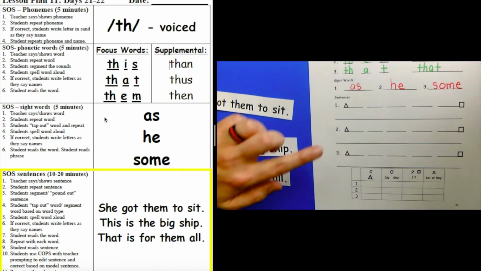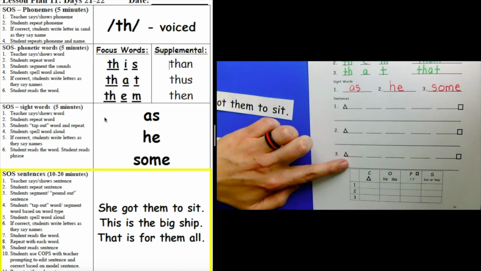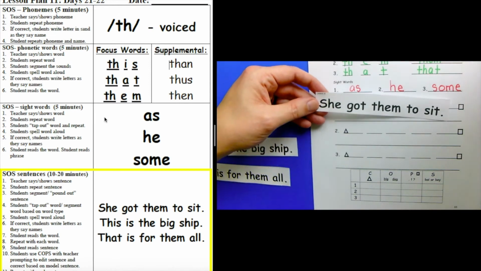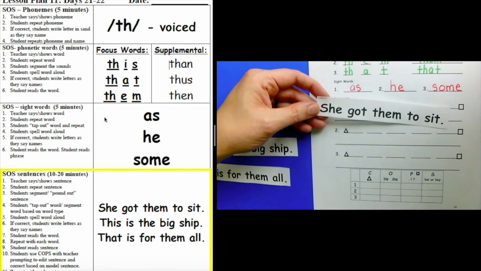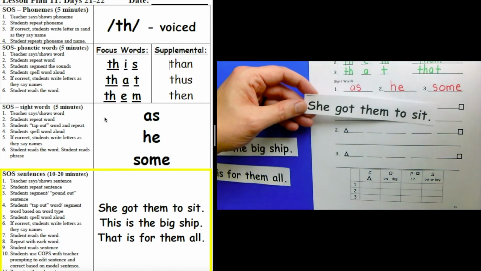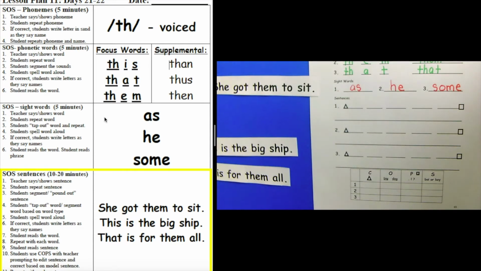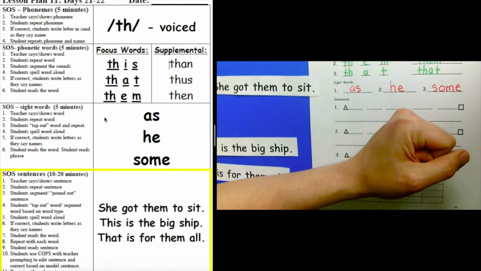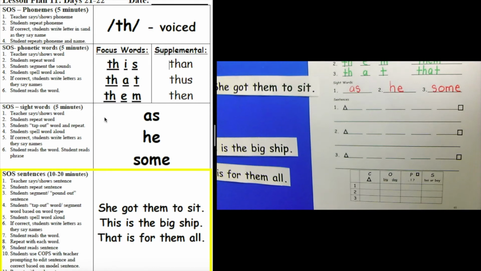Here you can see is our section for the sentences. And then over here, we have each step. So the teacher shows and reads the sentence. She got them to sit. The students repeat. She got them to sit. The students then segment or pound out the sentence. She got them to sit. The students then tap out the word or segment the word based on type. So this is based on whether they're phonetic or sight words.